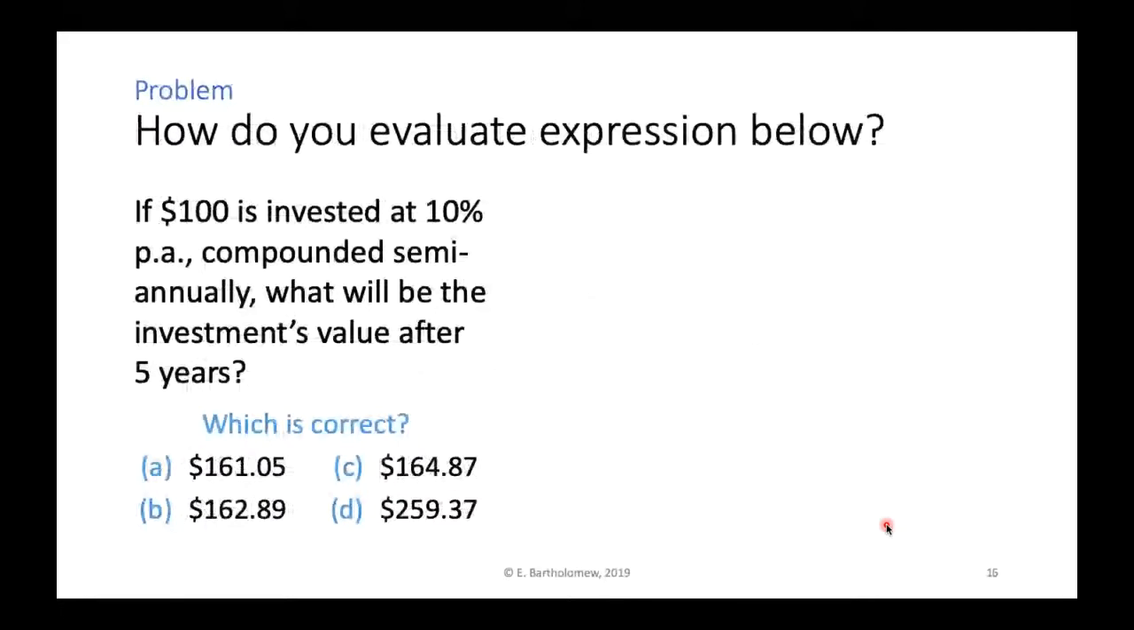So why don't you try to do this problem using what we've just discussed. So we have $100, it's invested at 10% per annum, compounded semi-annually. And the question is, what will be the investment value? So we're not looking for an equivalent return, but its total value after 5 years. So there are 4 possible choices here. Why don't you pause the video and see if you can get the correct answer.